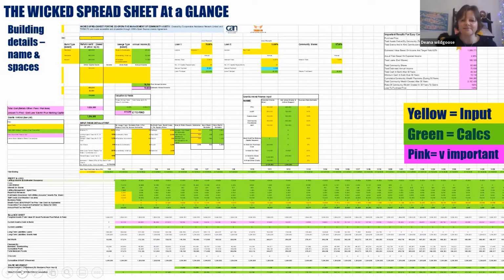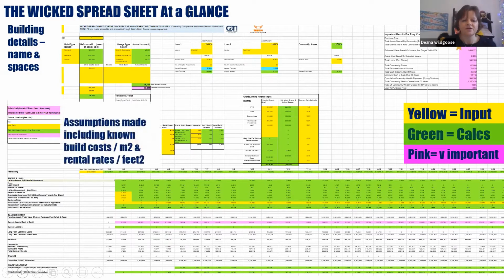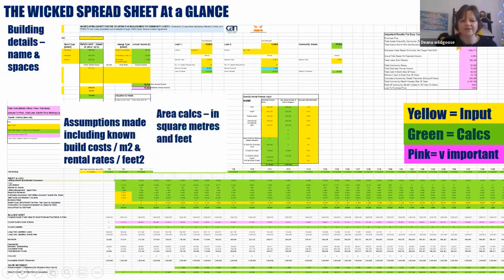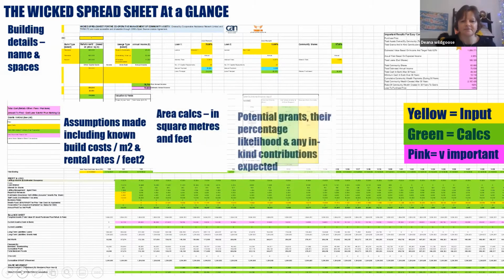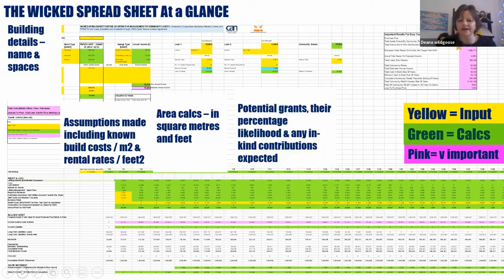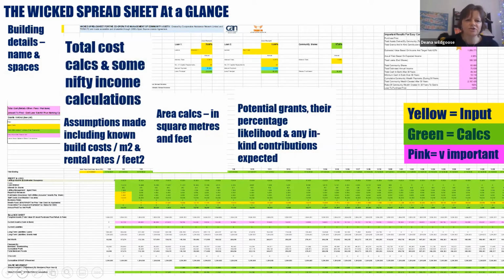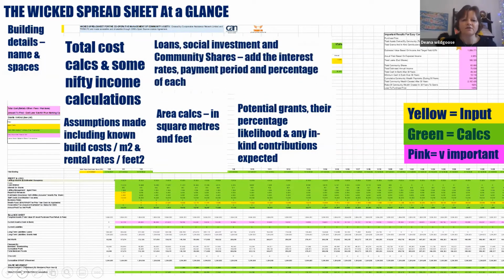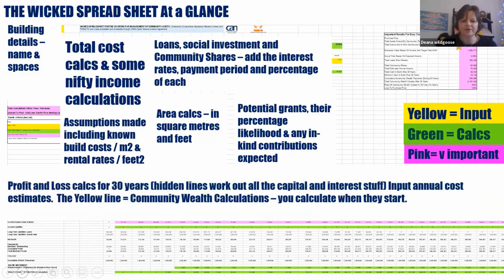Buildings, details, names and spaces at the top left. Assumptions about build costs and rental rates. Area calculations. Potential grants and the likelihood of success, and in kind as well. Total costs and income calculations. Loans, investments and community shares. Profit and loss calcs for 30 years.